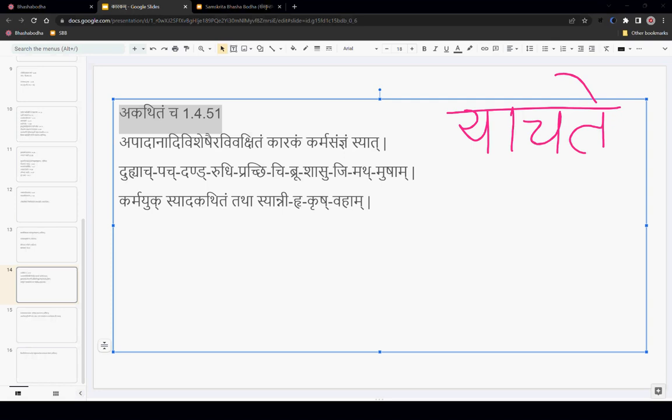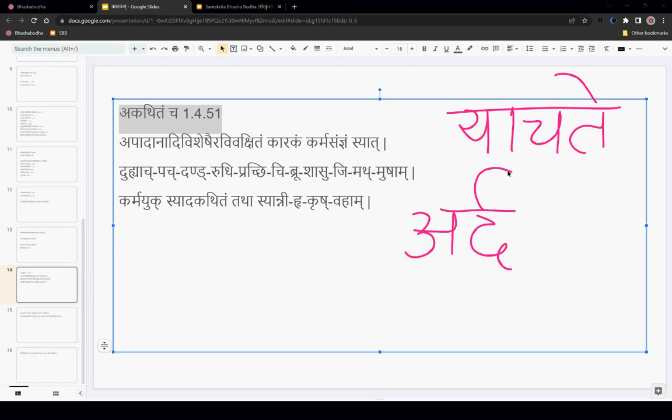Okay, what next? Is there a dhatu artha also in this sense? Arthayate, prarthayate or arthayate. Prartha is also there. Another one called ardha. Then what else? The next one, duh, yach, pach.